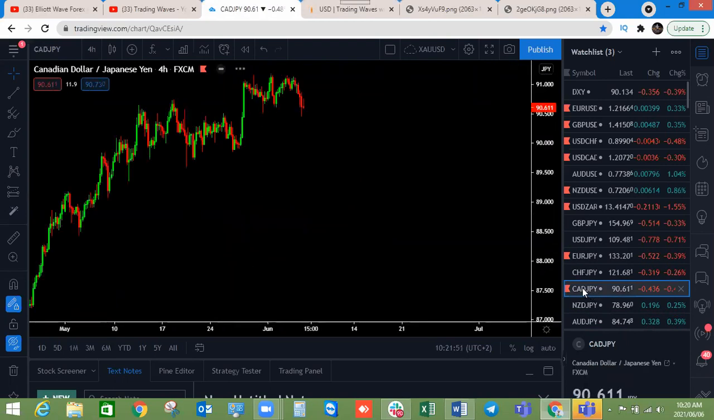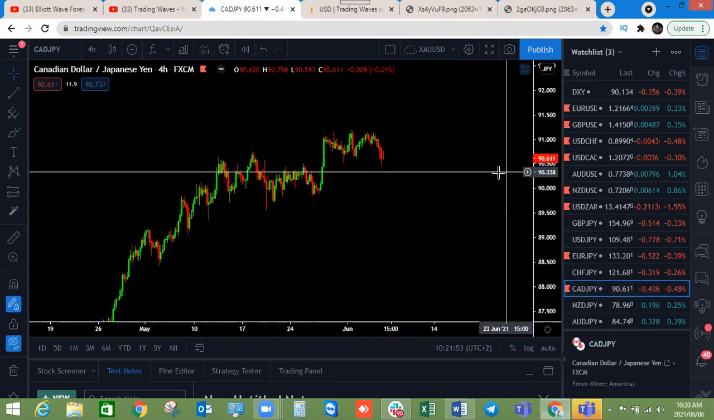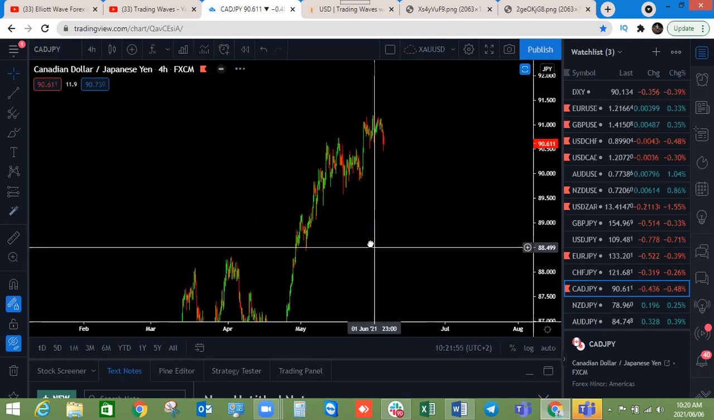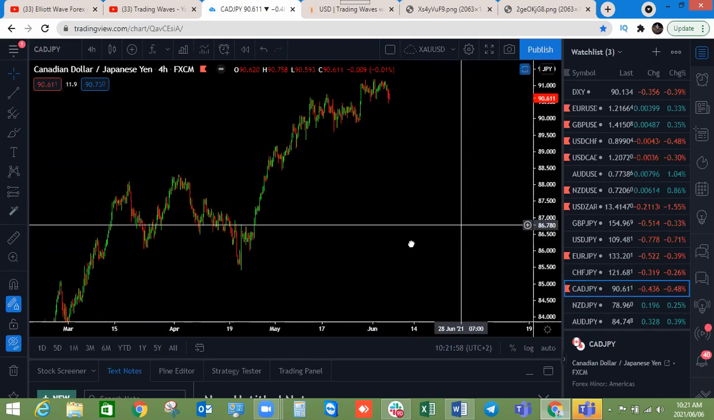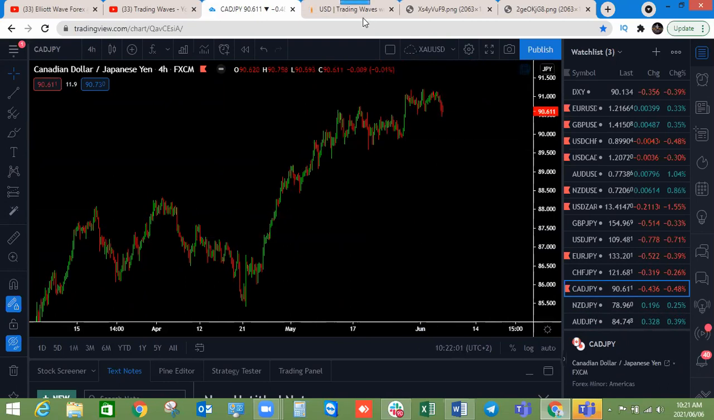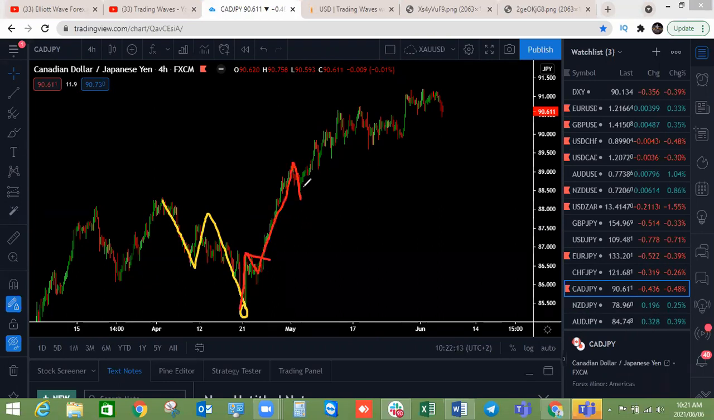All right, CAD yen. CAD yen, only a pullback. Remember, this is correlated to oil. Those who remember, we had a setup here that we got 5 waves here. So we got 5 waves on CAD yen when it did these 3 waves here. Now we got a move here from the blue box. We've got a trade here, and then it went for 1, 2, 3, 4, and a 5. So this is where we exited our trade.